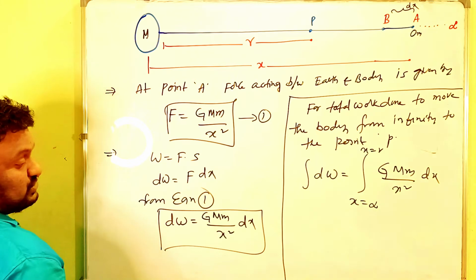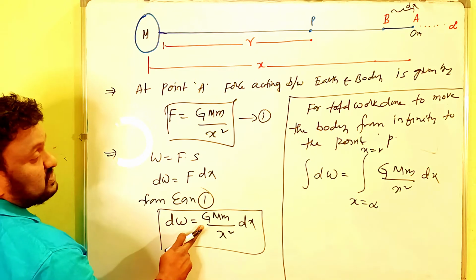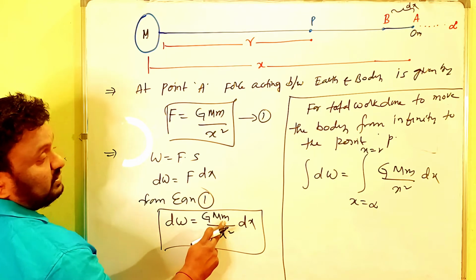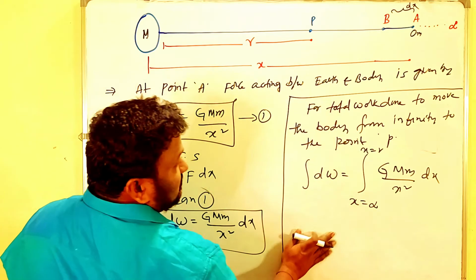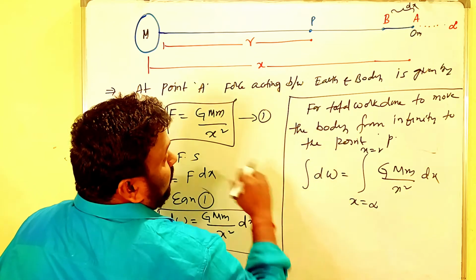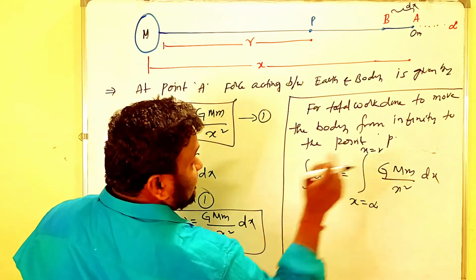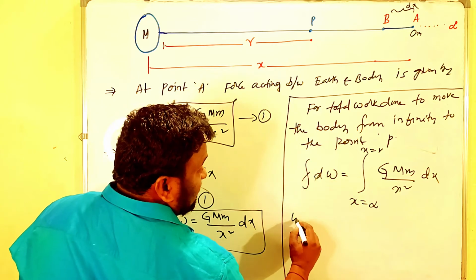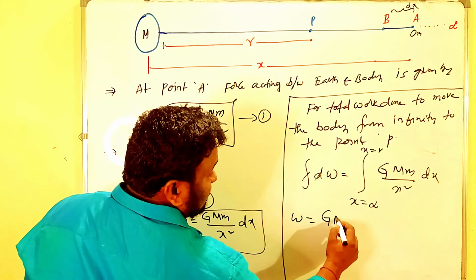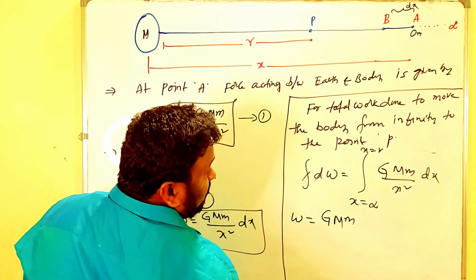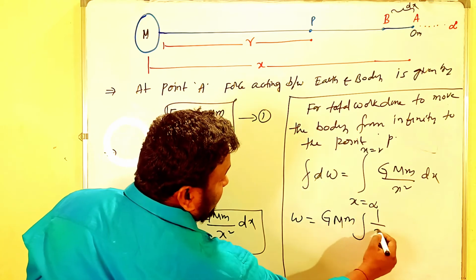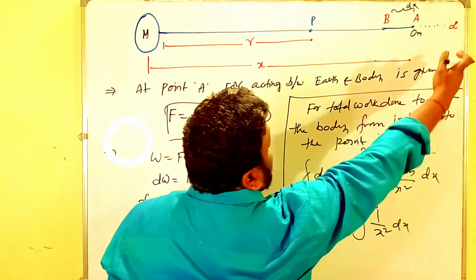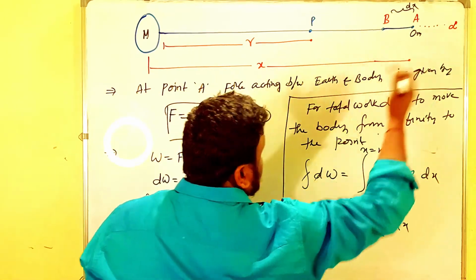Clear? So G is the universal gravitation constant, capital M the mass of the earth, small m the mass of the body, and x is what? Distance is constant here, but while we are integrating, the distance changes. Okay, very good. So after integration, what do we get? W is equal to G constant, M constant, small m also constant. The variable thing is what? 1 by x squared dx. While we are taking from infinity to the point B, the distance will change.